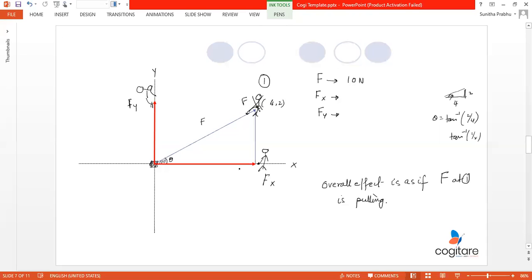Overall, this and this put together are going to be your F. This person is being replaced by these two people. So Fx and Fy together will be less than 10. Fx individually will be less than 10 Newton, and Fy also individually less than 10 Newton. I don't know between them, it all depends on this angle, but these guys should not pull more than F.